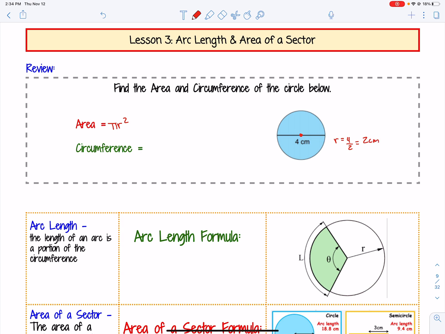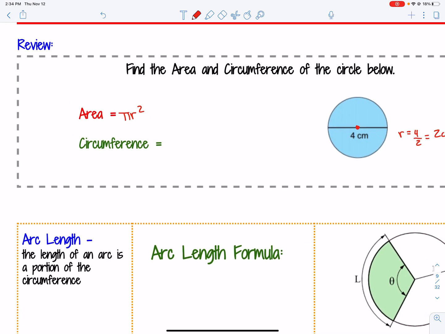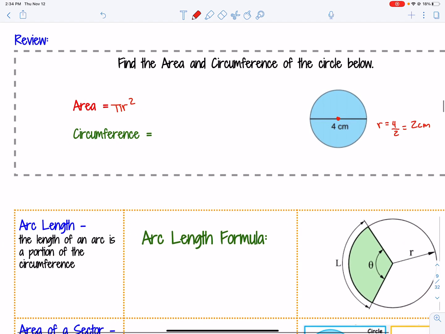When we try to find area, which is pi r squared, we just need to plug in the 2. So that would be pi times 2 squared, which we could leave as 4 pi, or we could find the decimal, and that would just be centimeters squared.